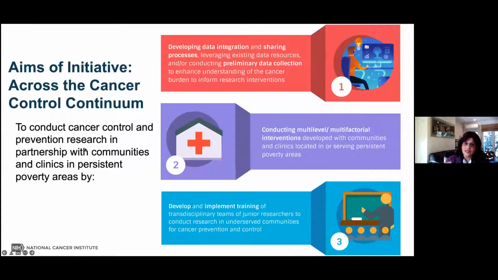So the aim of this initiative is to use existing data and also to bring new data in, conduct multi-level, multifactorial interventions, and also help train the next generation of researchers in doing this kind of work in persistent poverty areas.